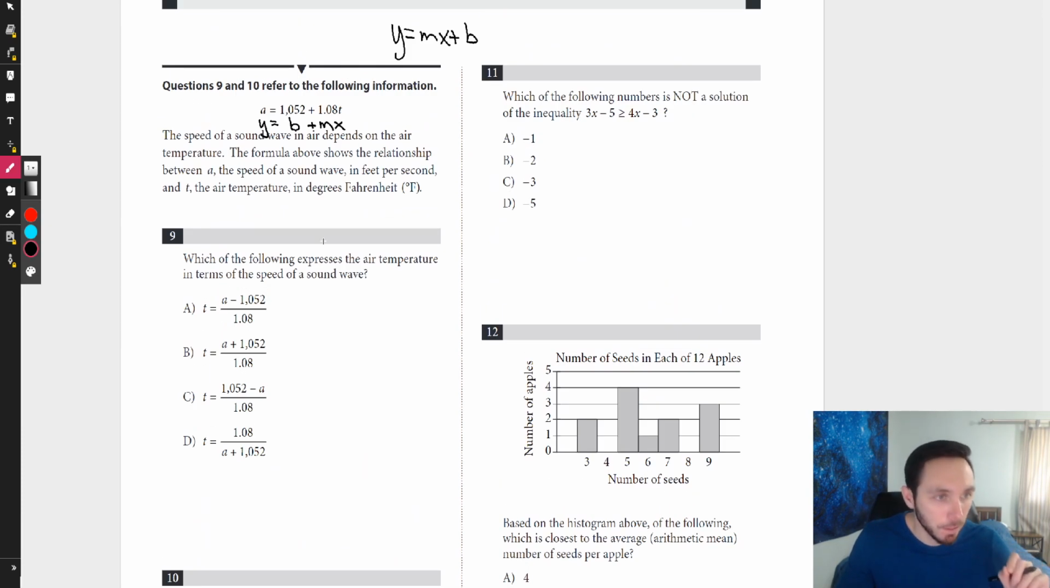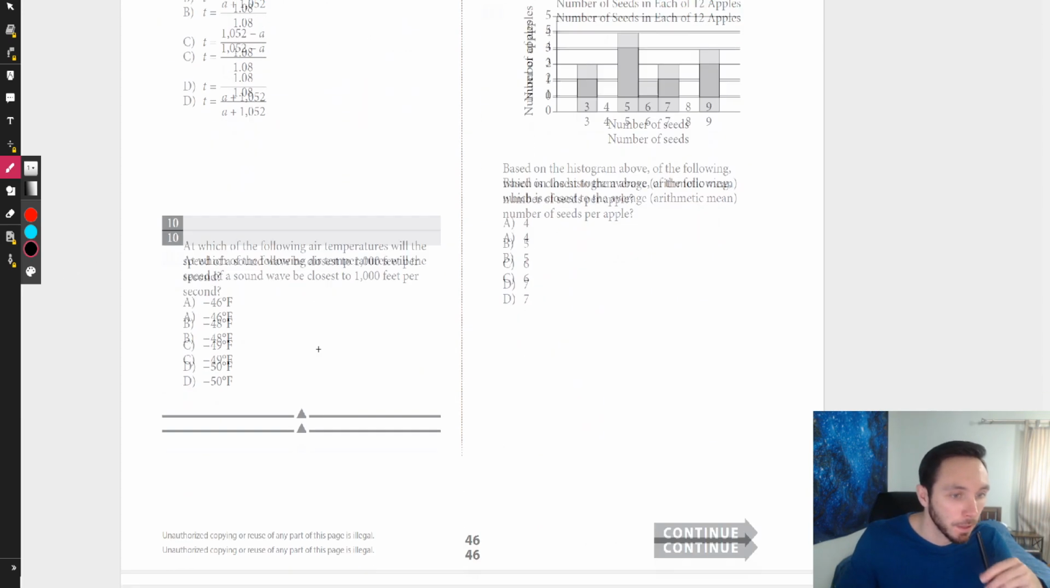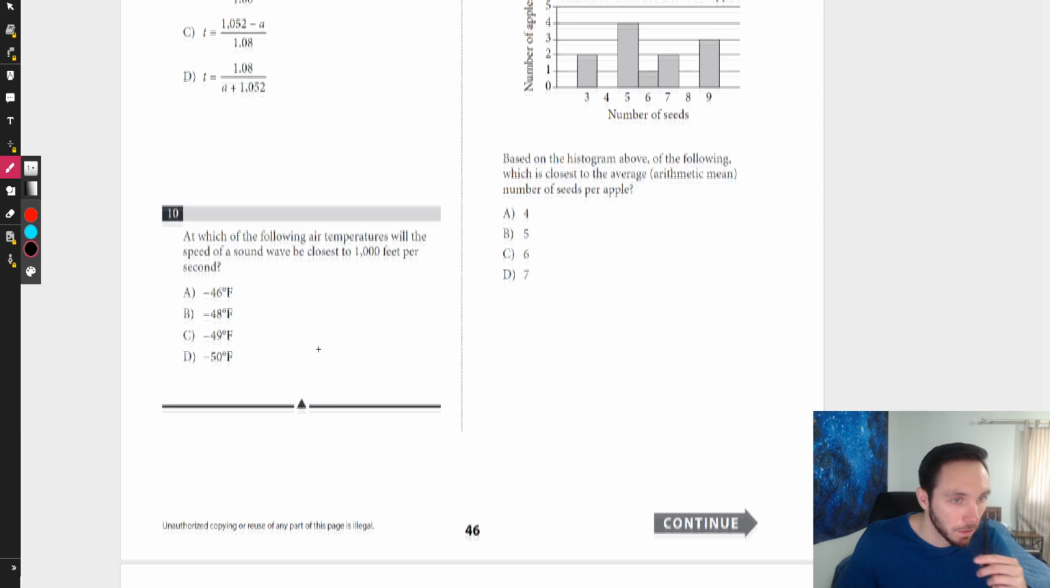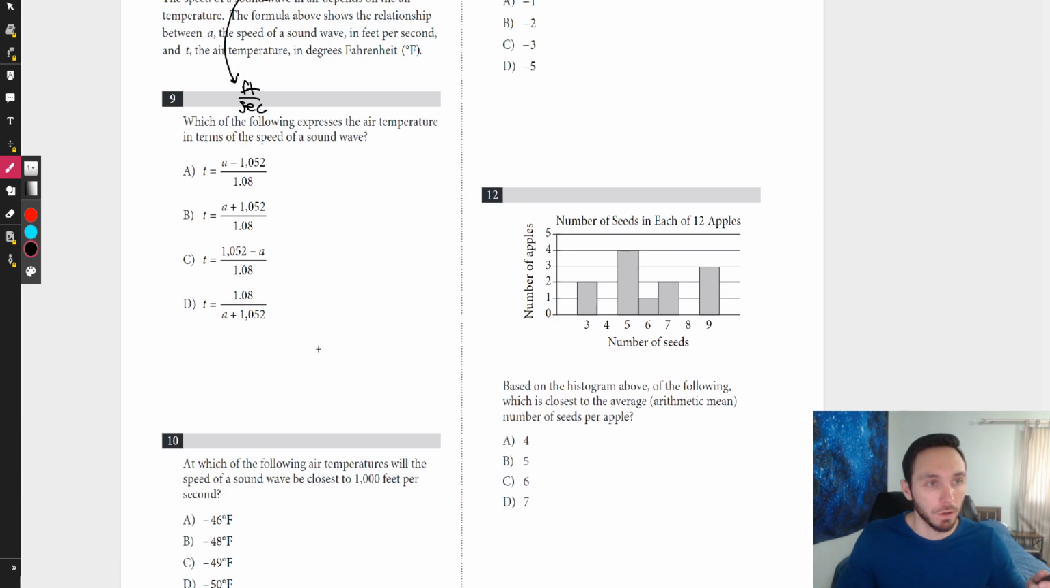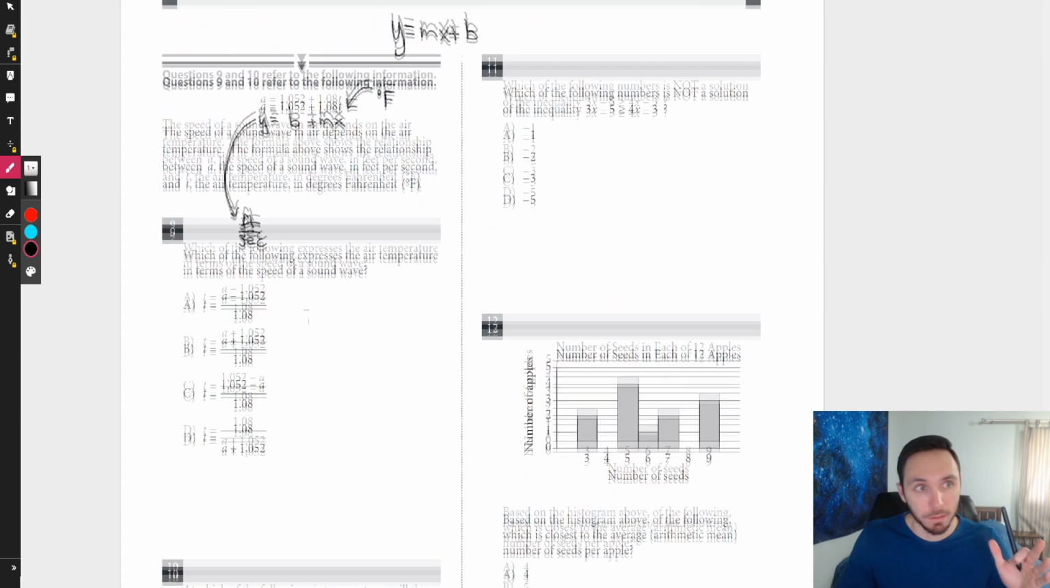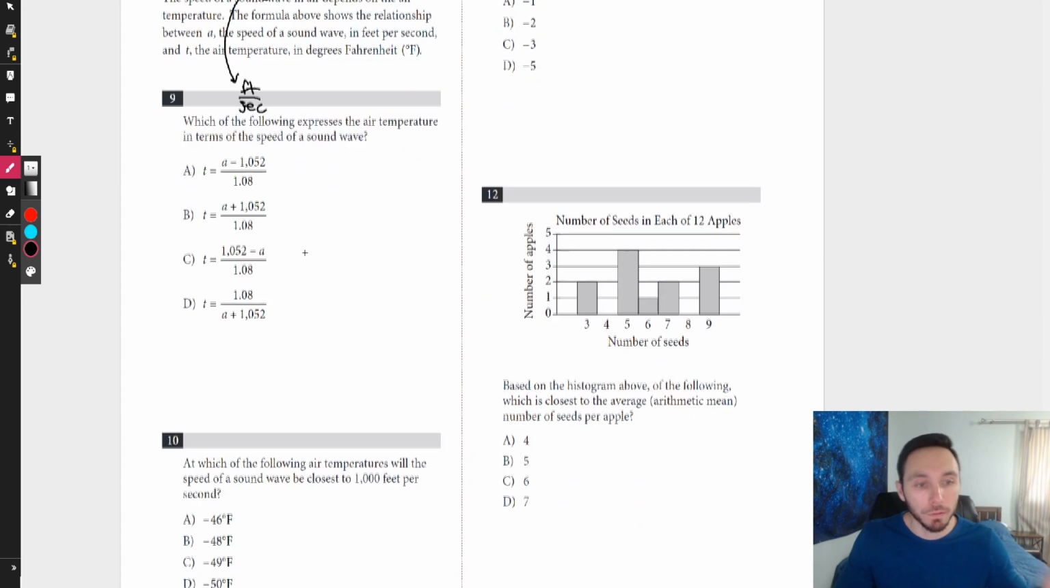So looks to me like T is what goes in, and T is the air temperature. So in goes temperature, and then out shoots the A value, the speed of sound in feet per second. So I'm just going to write feet per second here. In goes temperature, out shoots the speed of sound, feet per second. And it's looking for the temperature. So we know the output is 1,000. So we want to set this equation equal to 1,000.